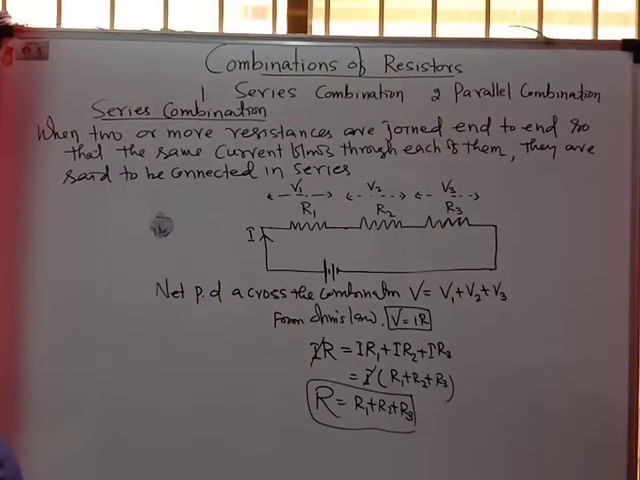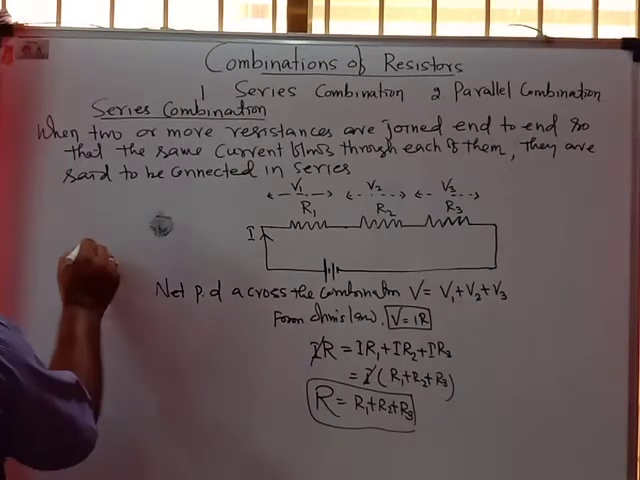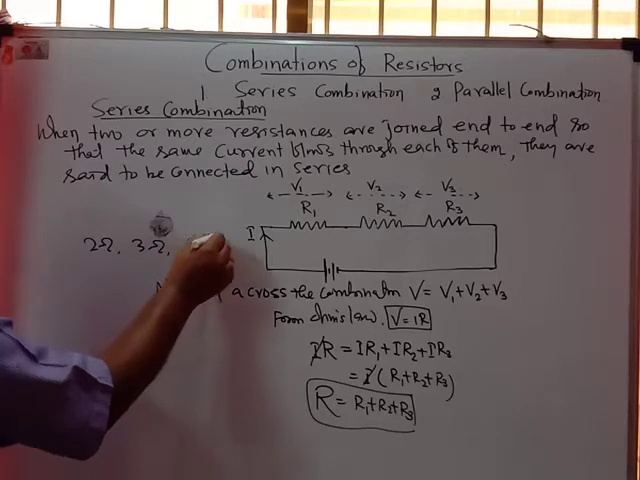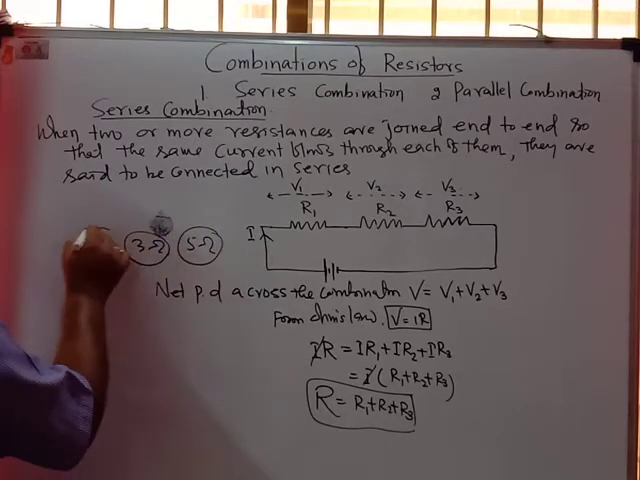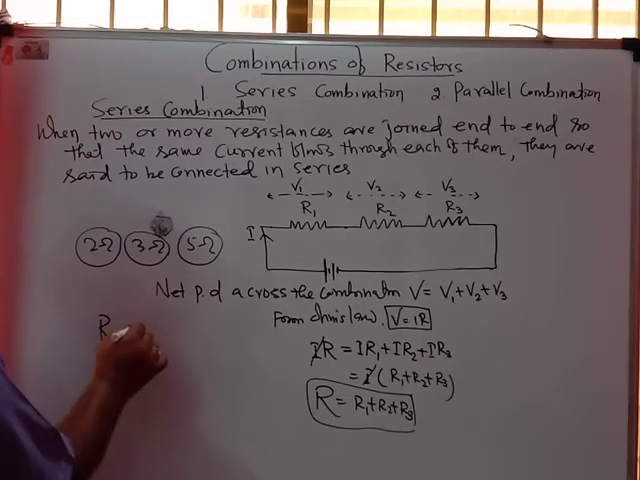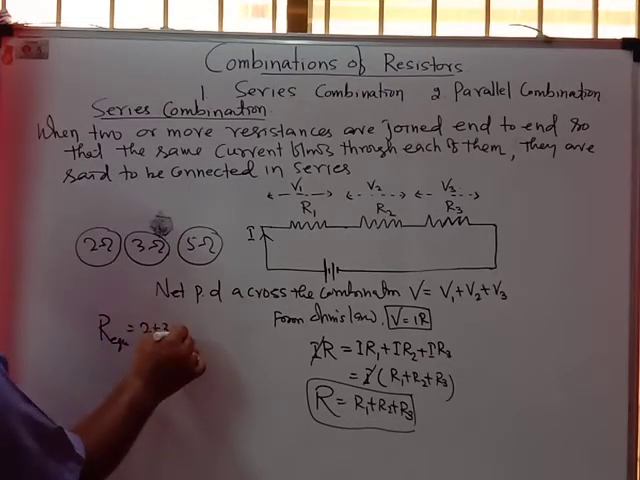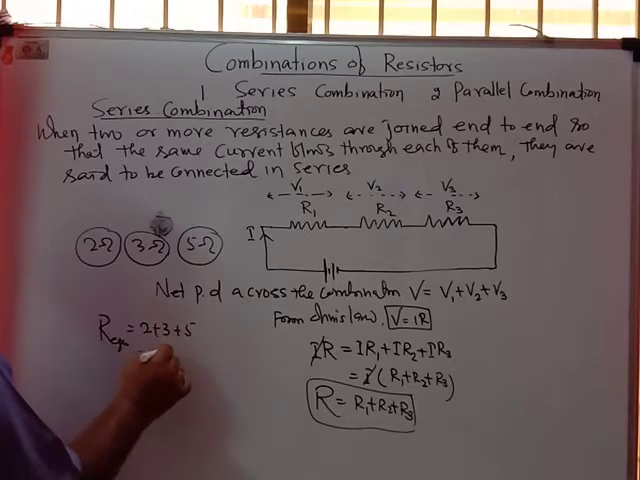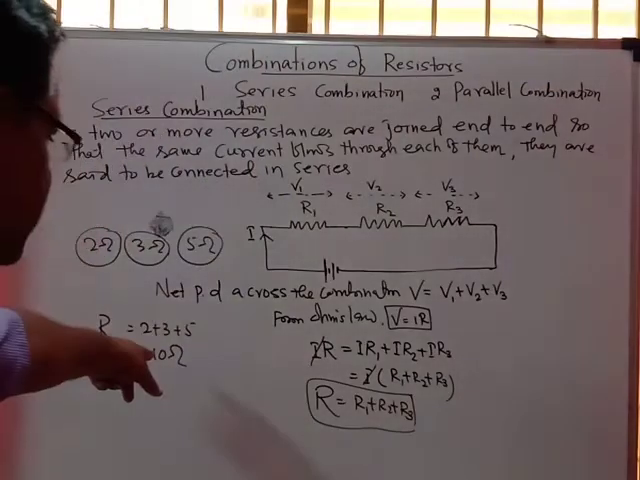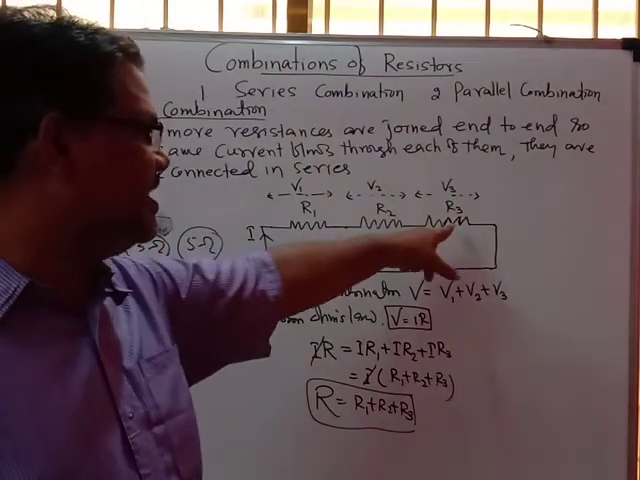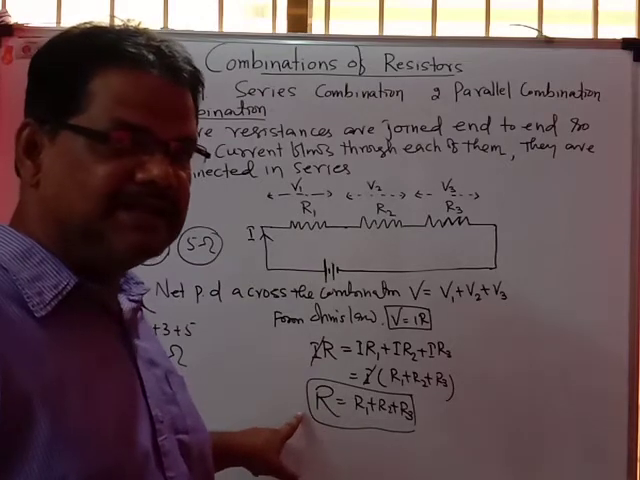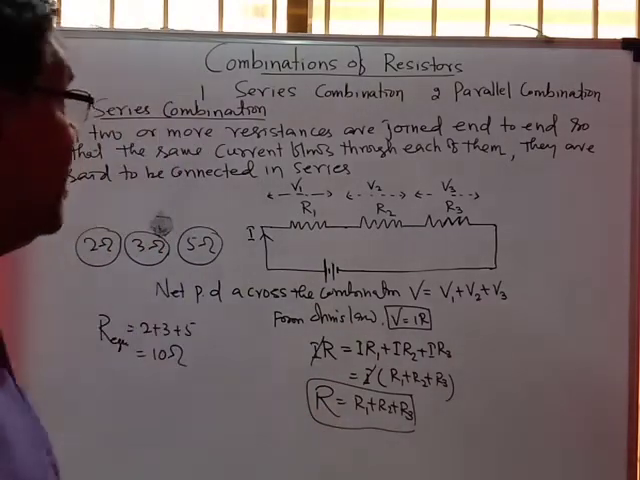Suppose there are 2 ohm, 3 ohm and 5 ohm, three resistors connected in series. What will be the equivalent resistance? Directly you can write equivalent resistance equal to 2 plus 3 plus 5, that is equal to 10 ohm. So the whole circuit will bring the effect of a 10 ohm resistor. So here in this case, the whole circuit will be bringing the effect of the capital R resistor. That is the combination of the series grouping.